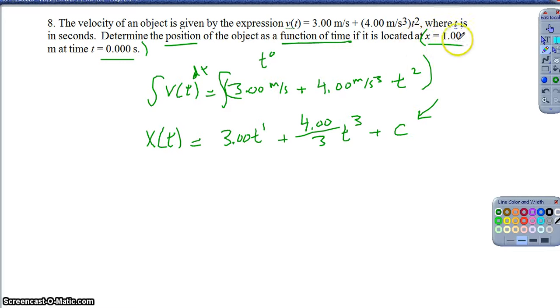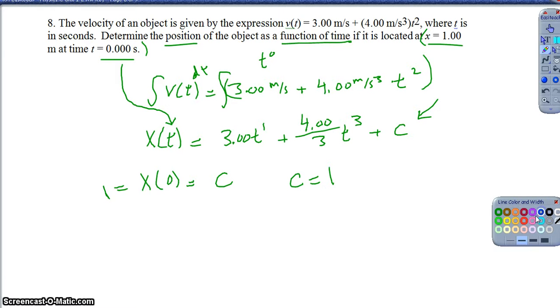Right? They tell me the position is 1 meter at 0 seconds. Well, how is that helpful? That's helpful because that allows me to plug in 0 for t and then solve for c. So I know that the position at 0 seconds, so when I plug in 0 for t, both of those two quantities would go away, right? So I know the position at 0 seconds would just be whatever c is, and they just told me that this whole quantity, this position at 0 seconds, is 1. So the significance of that is they're telling us that c equals 1.